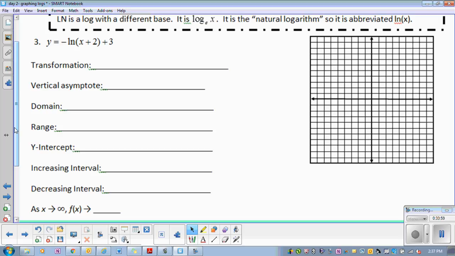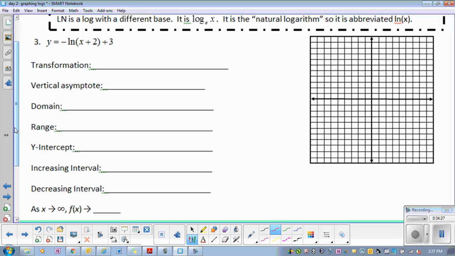So if you see ln or if you see log, they're both logs, except one of them is a natural log, one of them is a common log. So it still follows the same rules. The only thing that's different is you're just going to push a different button on your calculator, okay? So let's try this. y equals -ln of (x plus 2) plus 3.